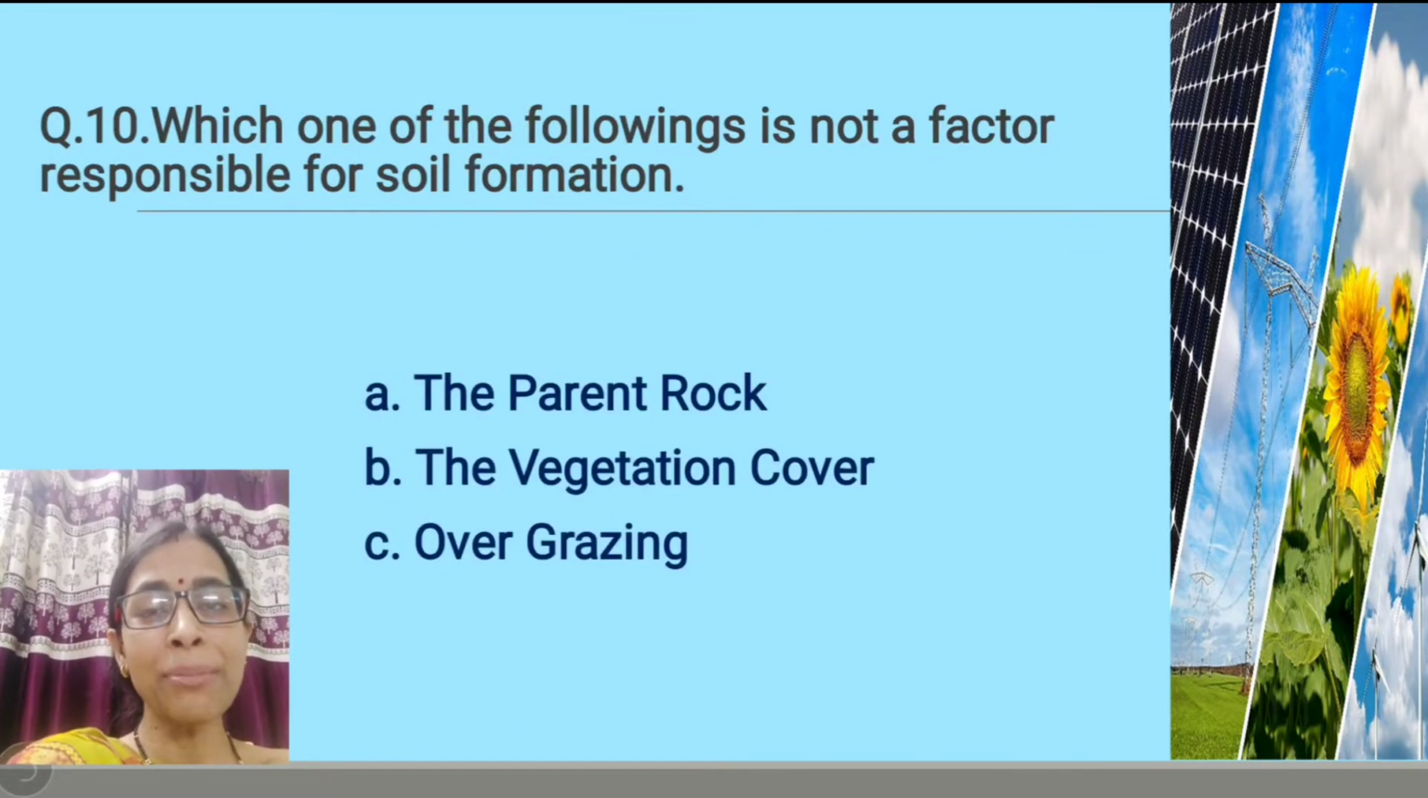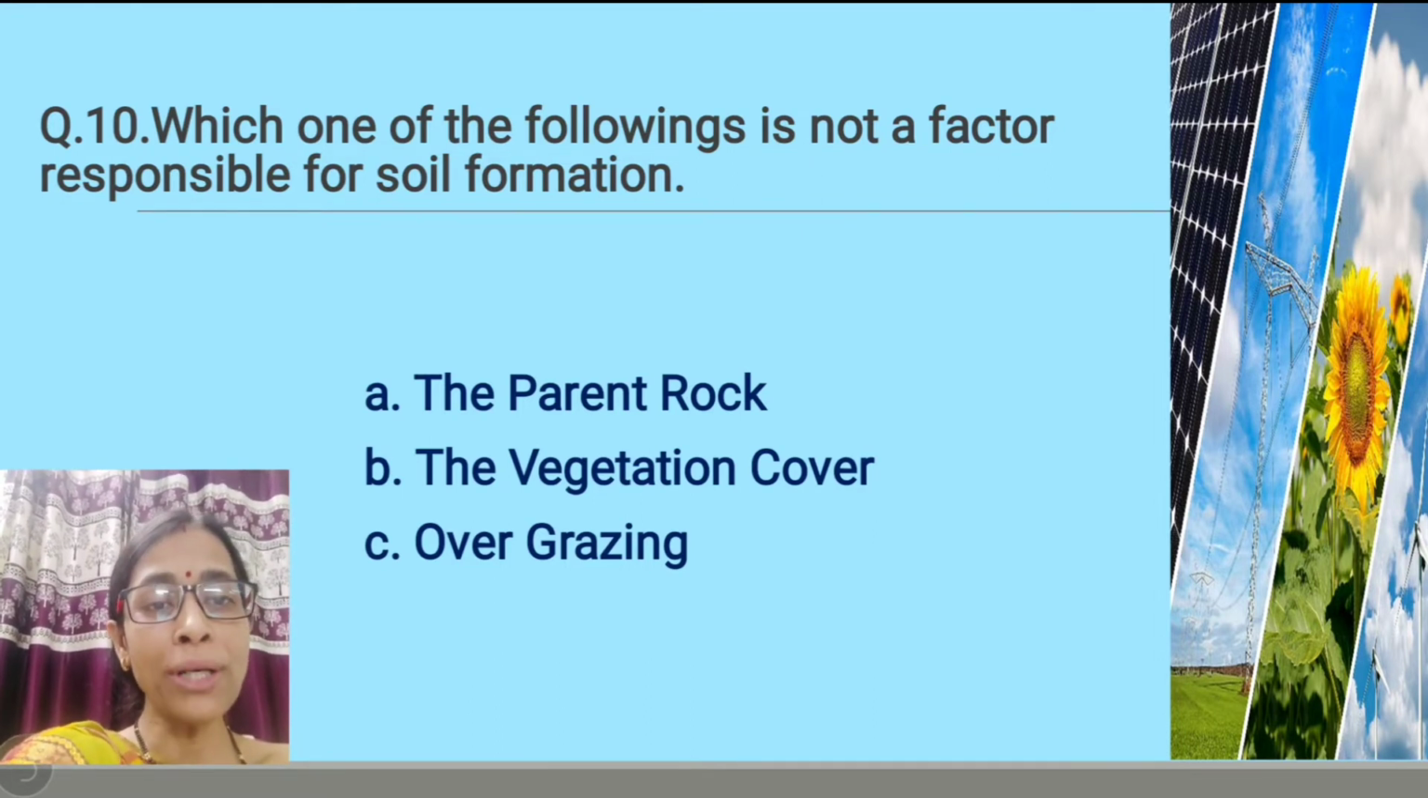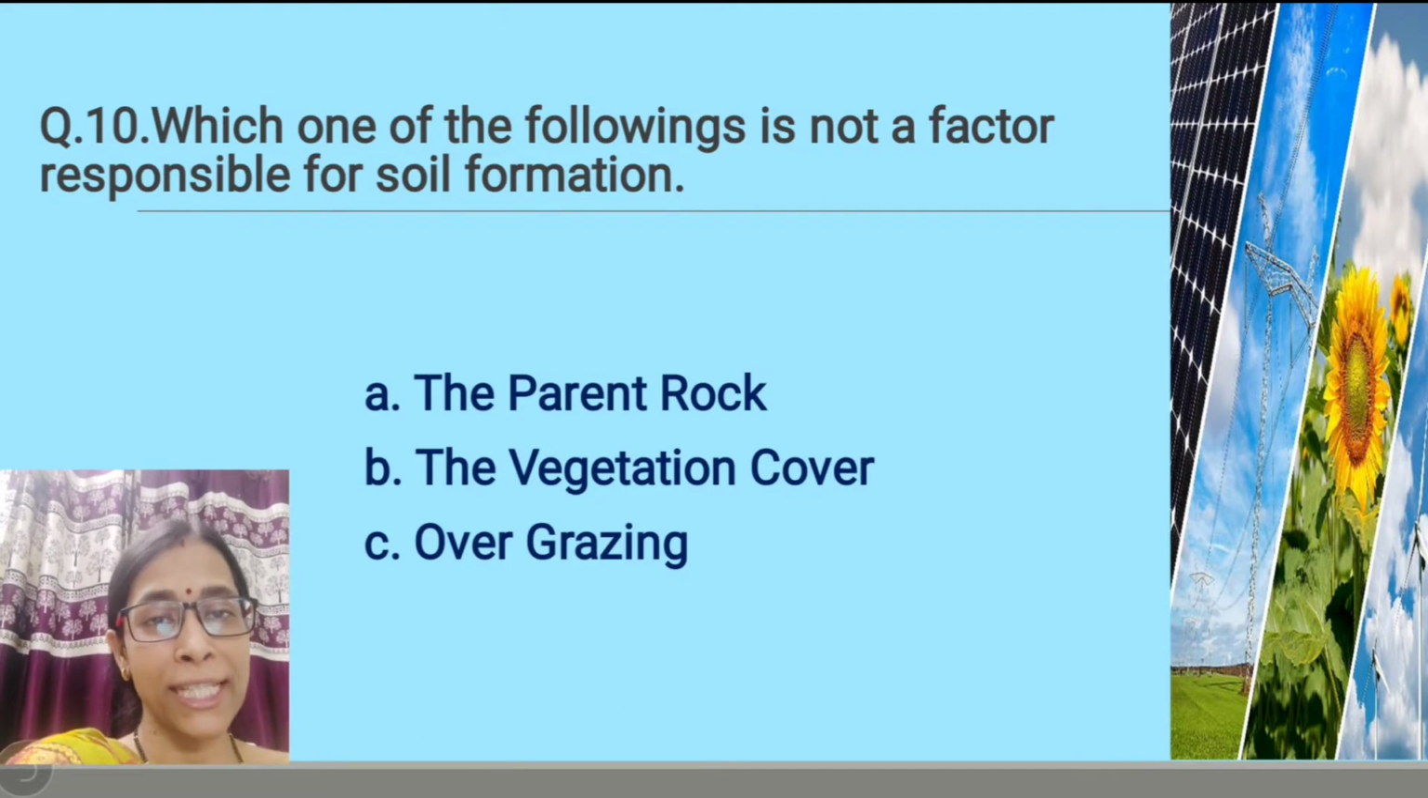The next question number 10. Which one of the following is not a factor responsible for soil formation? Parent rock, vegetation cover, overgrazing. So the correct answer is option number C. It is not a factor of soil formation, but it is a factor of soil erosion, overgrazing.